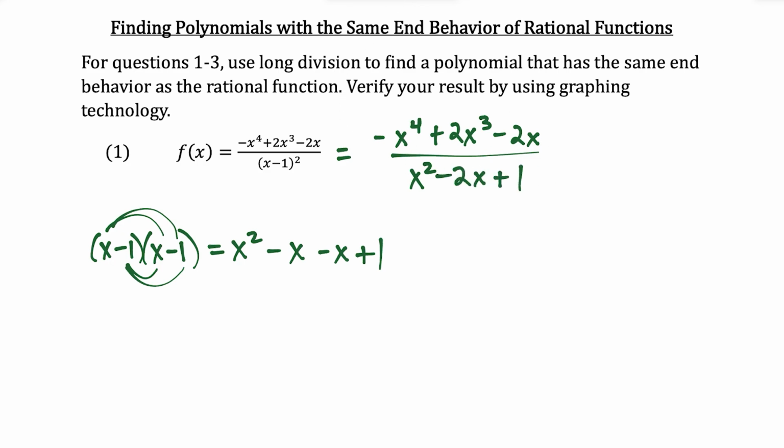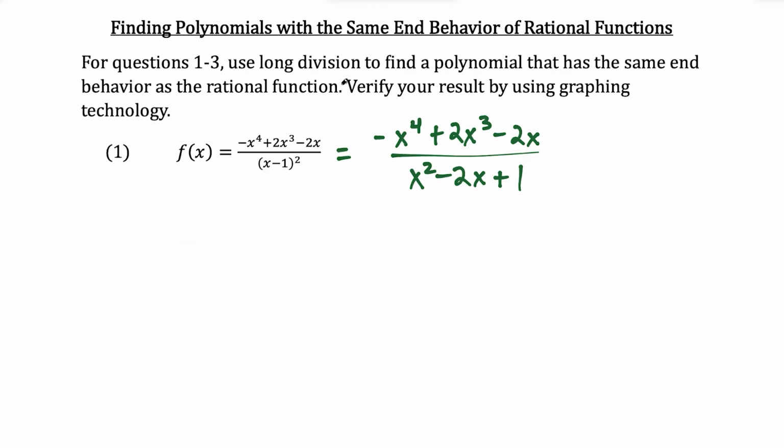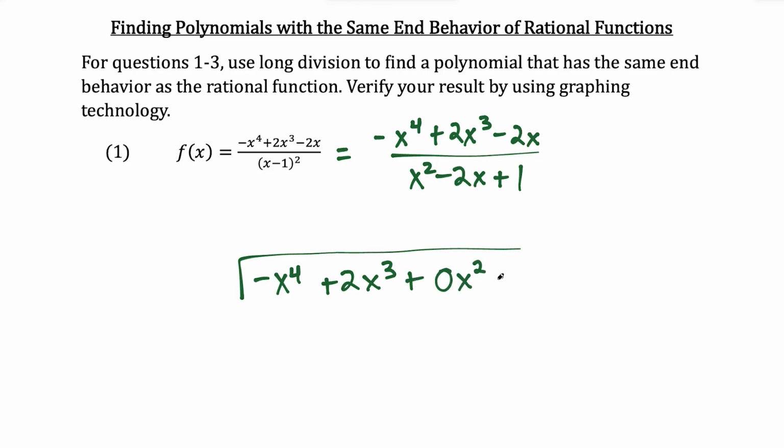So I'm just going to make a little space, and we're going to do the division. We're going to do negative x to the fourth, so we're going to have negative x to the fourth plus 2x to the third. There's no x squared term, so I'm going to put plus 0x squared as a placeholder, and then I'm going to write minus 2x. And we're dividing this by x squared minus 2x plus 1.